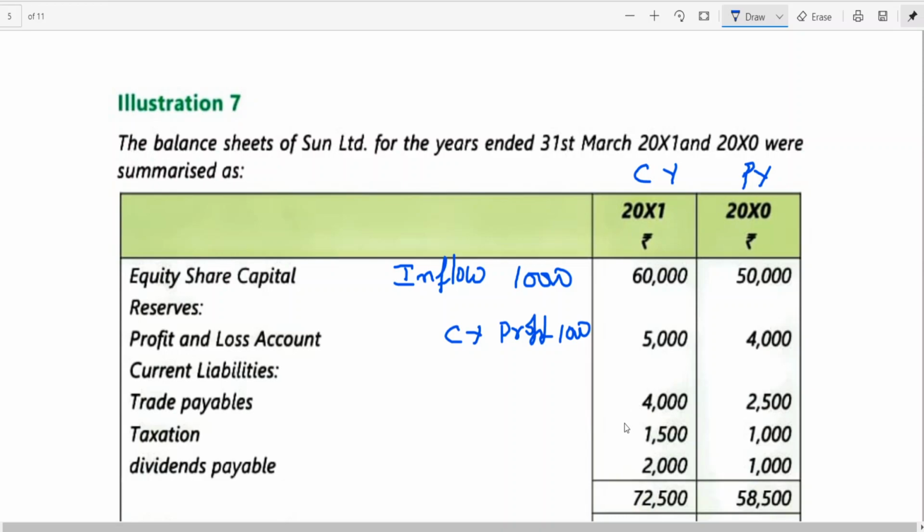Trade payable, when you are going for indirect method, you know that there is an increase in trade payable. Increase in trade payable is a change in working capital, as I told you. Current liability will increase, you are postponing the payment. So there is an inflow in activity by how much? 1,500, the difference.